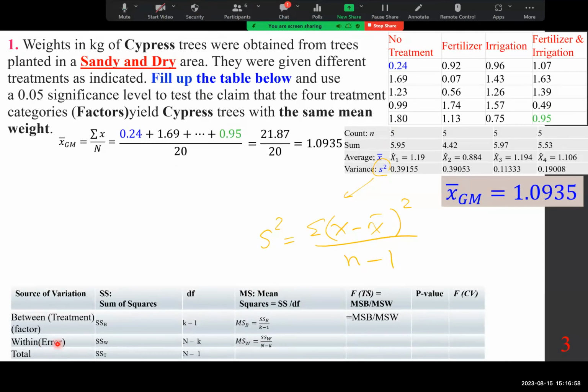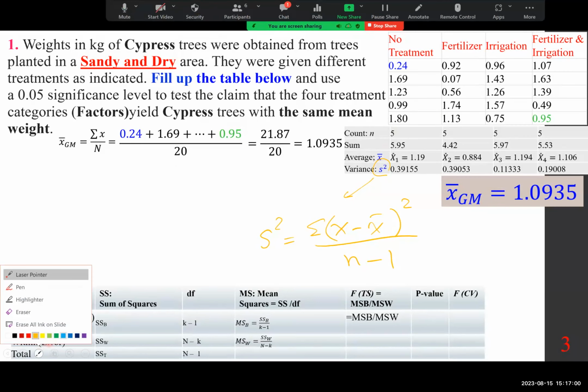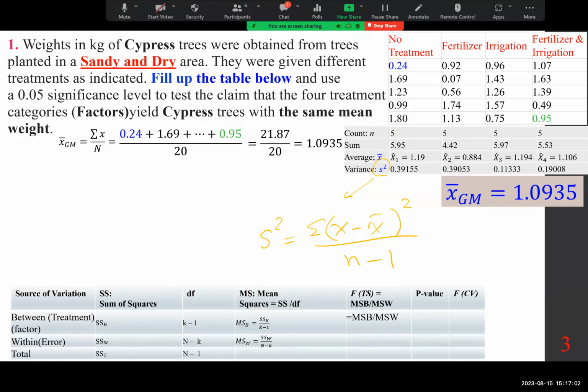Let me write that. Just clean this mess because I need this space, everybody.